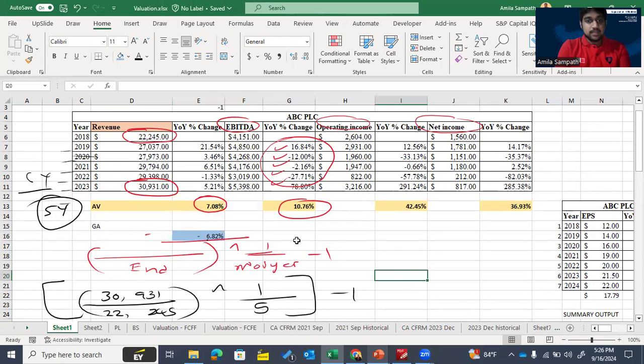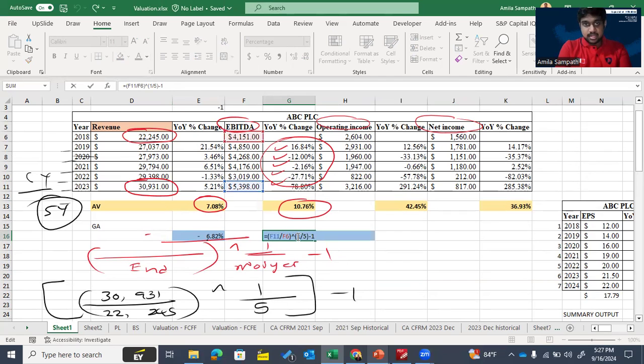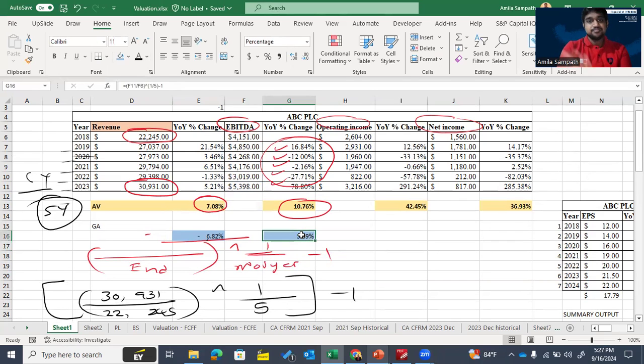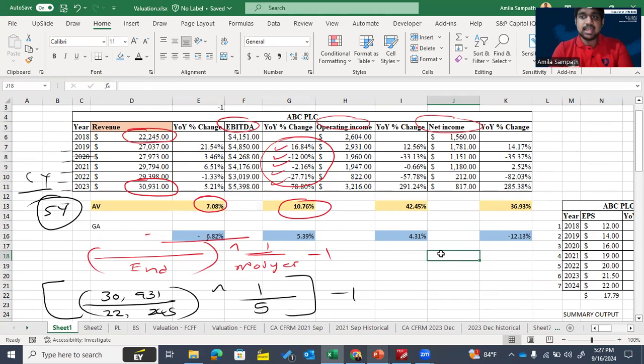Then the same for EBITDA. How can we get it? Latest EBITDA 5,398 divided by the 2019 figure of 4151, raised to the power of 1 over 5. Also, we need to take 5 years and minus 1. Then we get our geometric average for EBITDA as 5.39. Then for operating income, we get 4.31, and for net income, we get minus 12.13. Like this, we can get the growth rates based on the geometric average.